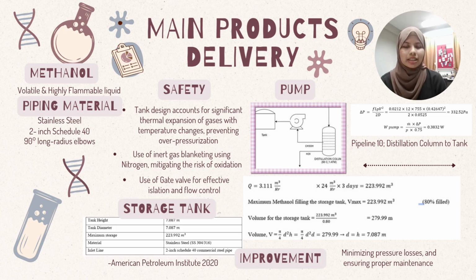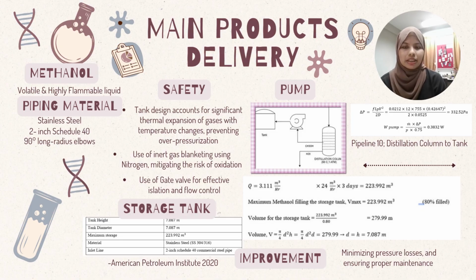Basically, the first one, as I've mentioned, is the tank design. The tank design accounts for significant thermal expansion of gases with temperature changes, so it's very crucial to prevent overpressurization. The second one is we use an inert gas blanket using nitrogen, which is very important to mitigate the risk of oxidation of our gas flow. And the third one is we use a gate valve, which is crucial during emergency situations, so that we can control the flow and provide effective isolation.